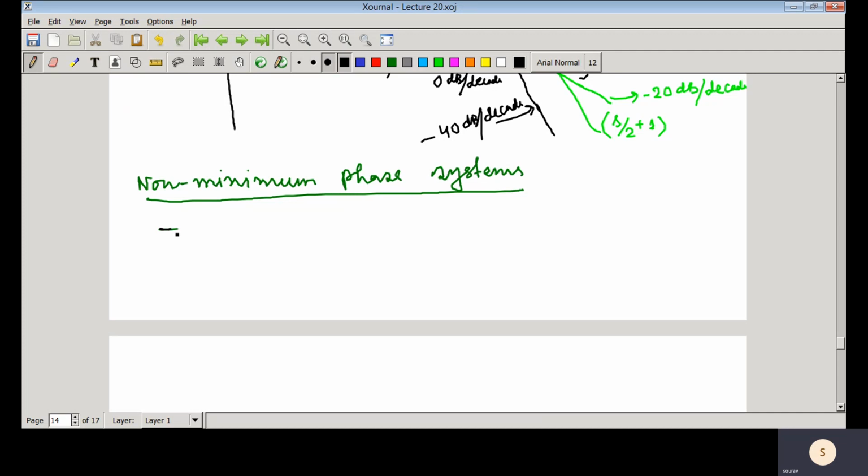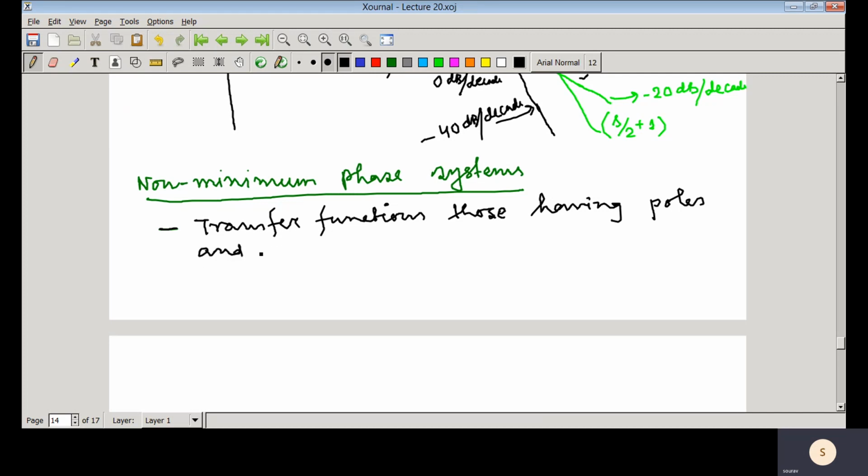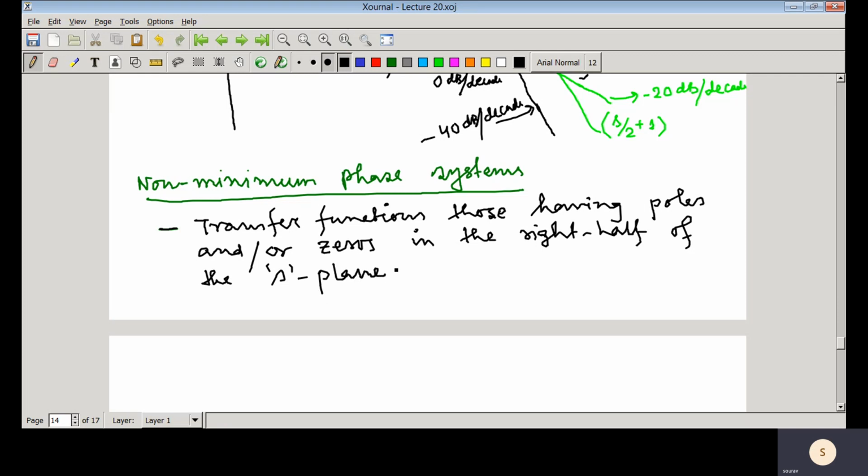So let us write the definition: the transfer functions having poles and zeros in the right half of the S-plane are known as non-minimum phase systems. This is very important because it has a lot of practical implications.